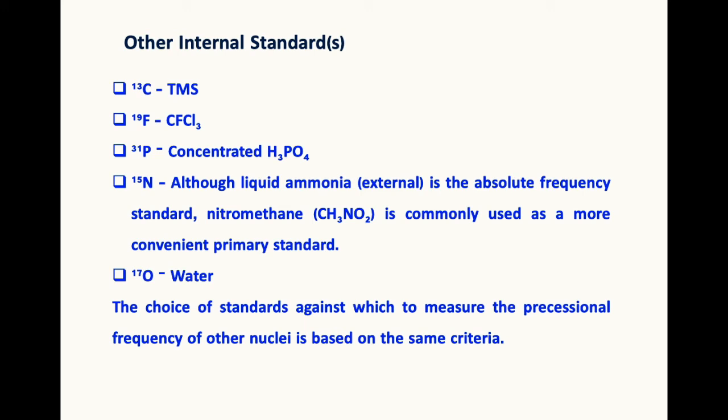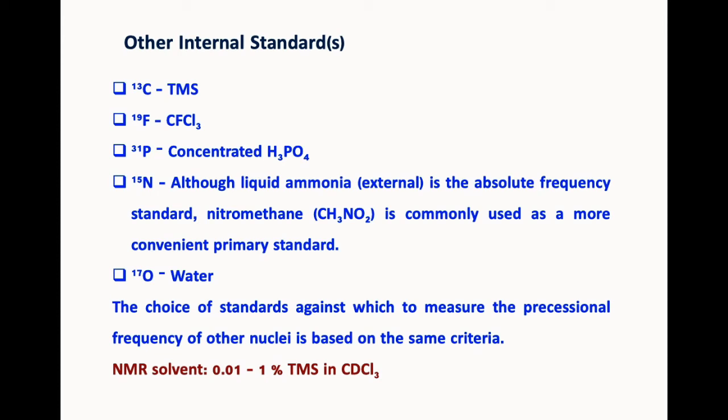On the other hand, if you want to record the NMR spectrum of 17O, we will go for water as the internal standard. Therefore, the choice of internal standards depends upon the type of analysis that we would like to carry out. For different magnetically active nuclei, we have different internal standards. If you would like to carry out a simple proton and carbon-13 NMR spectrum of an unknown compound, you can go ahead with tetramethylsilane, TMS.